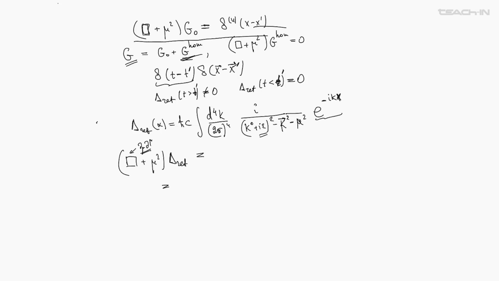And so when we apply these derivatives, what you see is that you get d4k divided by (2 pi)^4 times i, and here (k0 plus i epsilon) squared minus k squared minus mu squared. Okay, so let's take this i out.